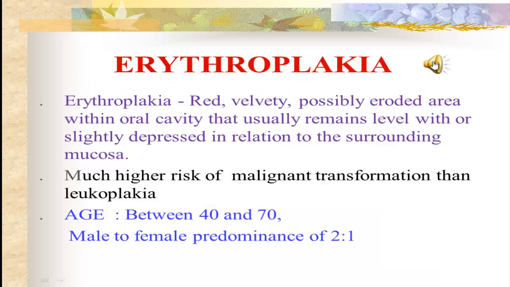Erythroplakia is defined as a red, velvety, possibly eroded area within the oral cavity that usually remains level with or slightly depressed in relation to the surrounding mucosa. Erythroplakia incurs a much higher risk of malignant transformation than leukoplakia. It is usually found between the ages of 40 and 70 years with a male to female predominance of 2:1.